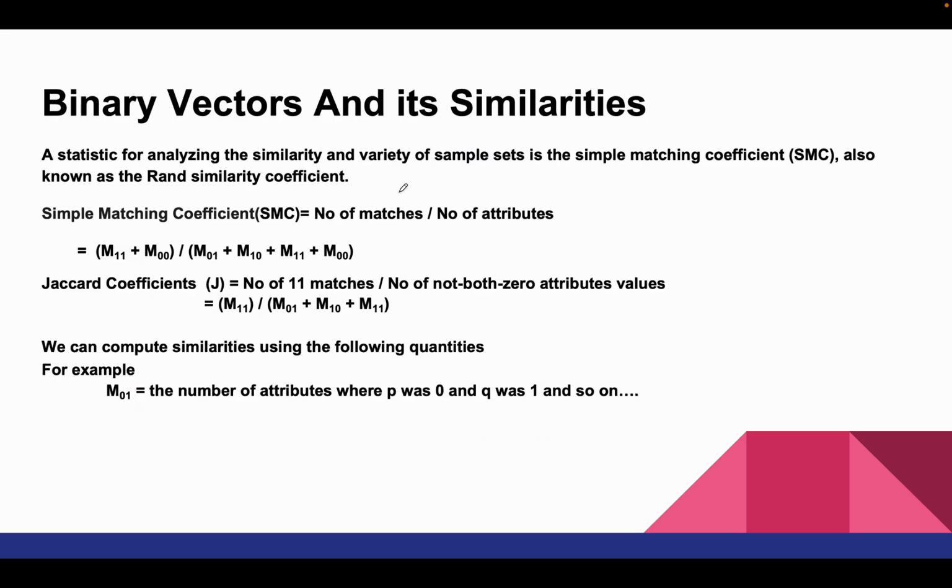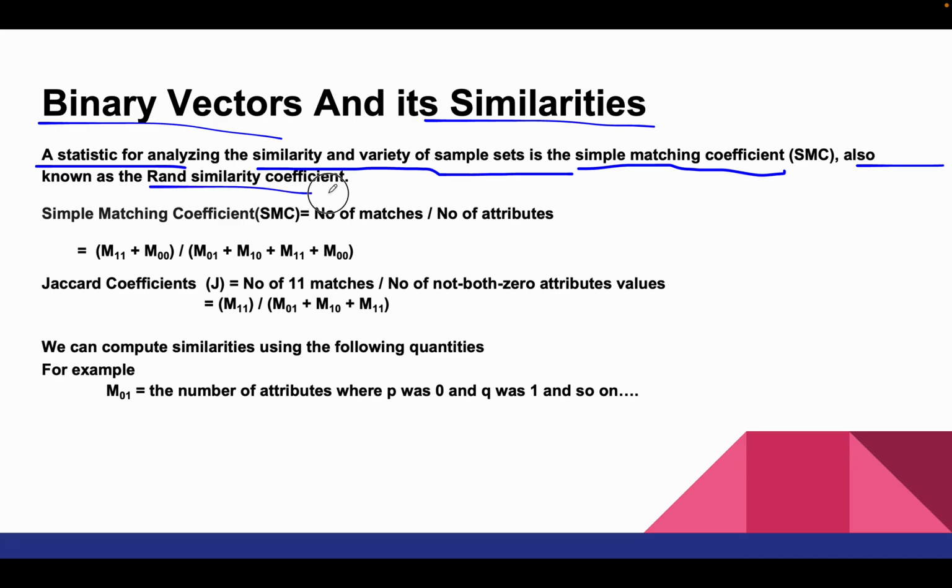Coming to my next slide, it talks about binary vectors and their similarities. A statistic for analyzing the similarity and variety of sample sets is called SMC. Here, SMC is nothing but the simple matching coefficient. It is also known as the rand similarity coefficient. SMC is defined as the number of matches divided by the number of attributes.